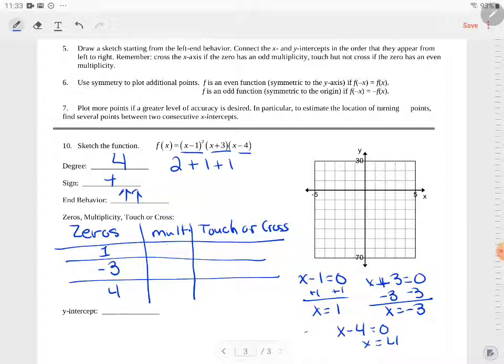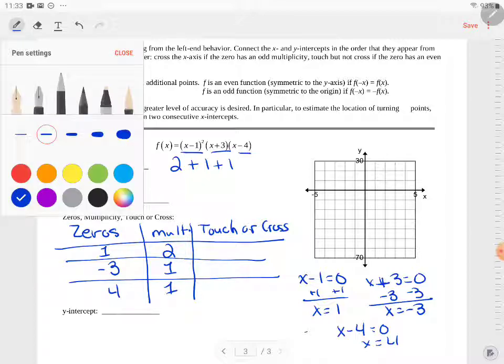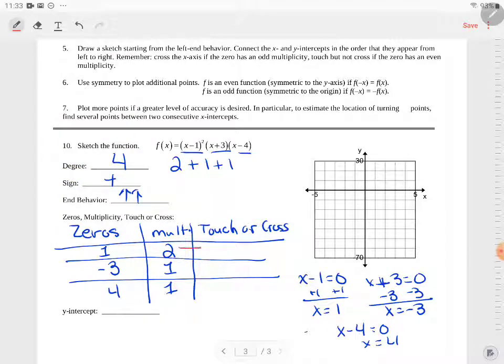Okay, so your multiplicity is 2, 1, 1. So now be really careful here. Okay, so the multiplicity gives me my touch or cross. So 2 is even, so we have a touch. 1 is odd. Notice I'm totally ignoring the zeros right now. We're going to cross. 1 is odd, so we're going to cross. And we'll explain what that means.